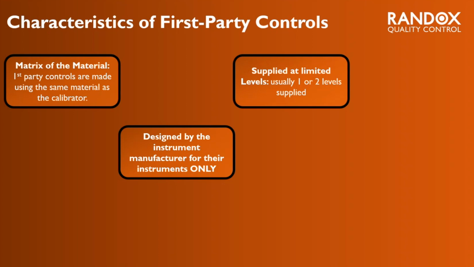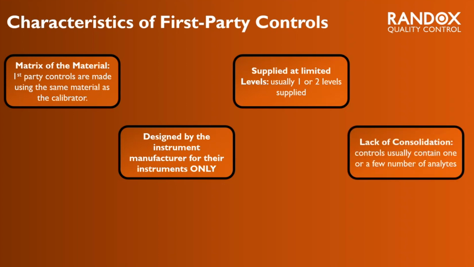In terms of the clinically relevant levels that they supply, they're not that clinically relevant. They're only supplied at 1 or 2 levels. They also suffer from a lack of consolidation. Controls usually contain one or just a few analytes. They're not going to be as consolidated as some third-party controls can be. For example, our Clinical Chemistry Premium Plus control from Randox Acusera has up to 100 analytes in it. Some first-party controls can't go anywhere near it.